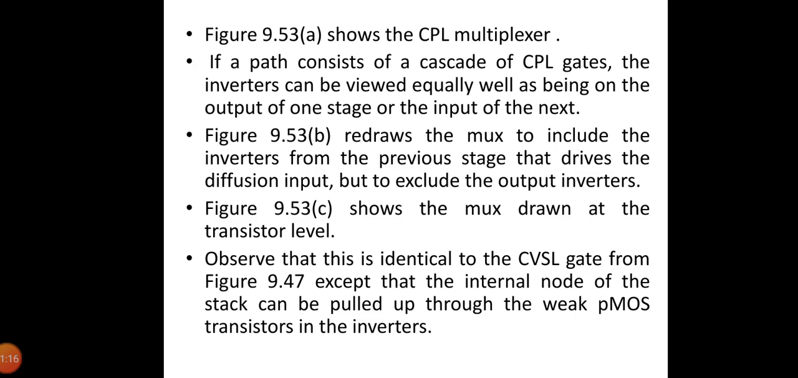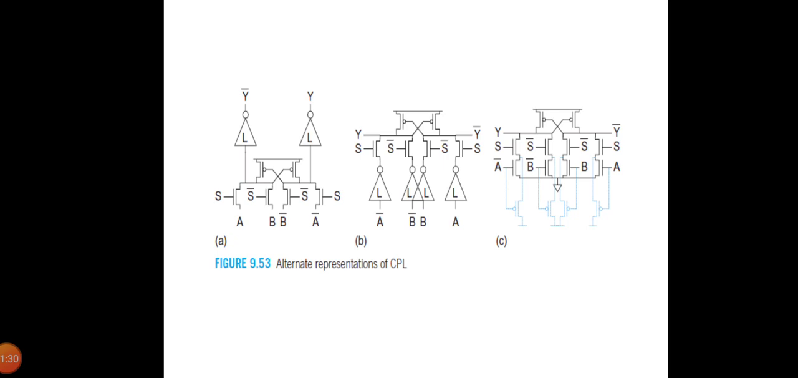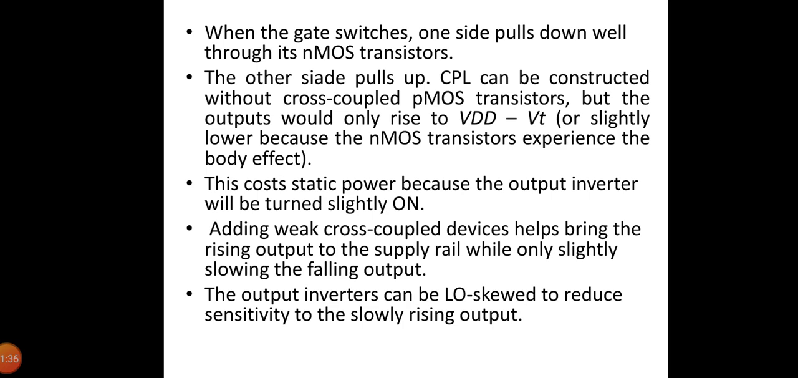And this third diagram shows the multiplexer drawn at the transistor level. You can observe that this is identical to the CVSL gate, except that the internal node of the stack can be pulled up through the weak PMOS transistors in the inverters. So this diagram shows the alternative representation of CPL. When the gate switches, one side pulls down well through its NMOS transistor and the other side pulls up. The CPL can be constructed without cross-coupled PMOS transistors, but the output would only rise to VDD minus VT, or slightly lower because the NMOS transistors experience the body effect.